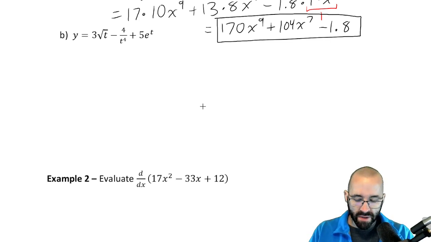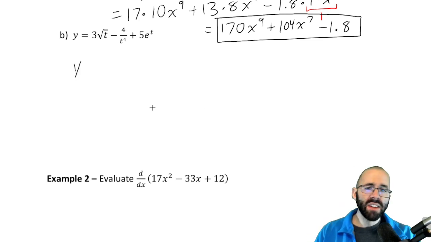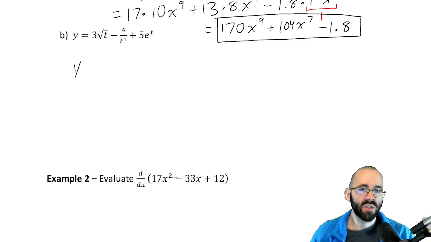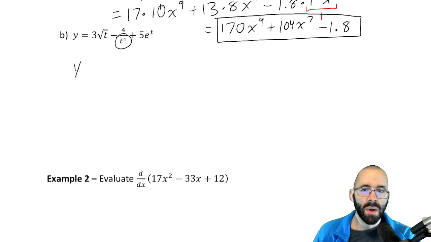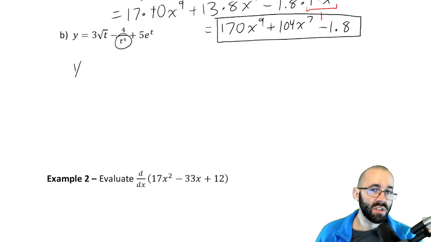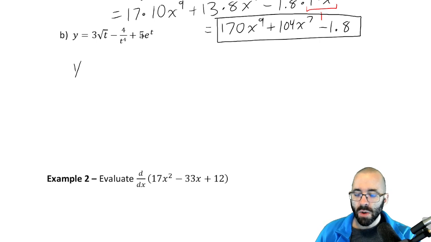Letter B, we need this derivative. Before I take this derivative, I see that there's a square root, and I don't remember taking any derivatives of square roots. I also haven't told you about how to take the derivative of fractions. So in here, we're going to rewrite this one first.